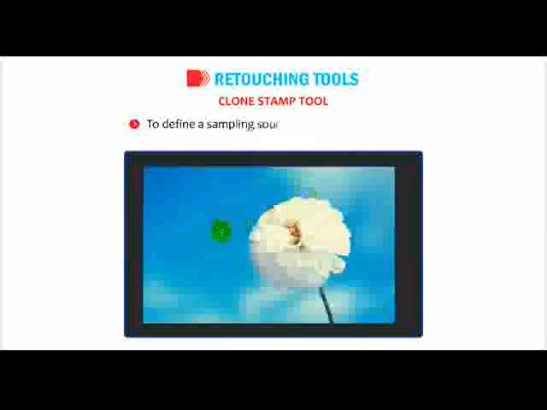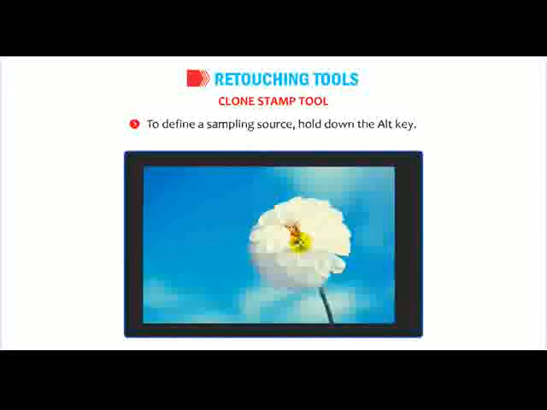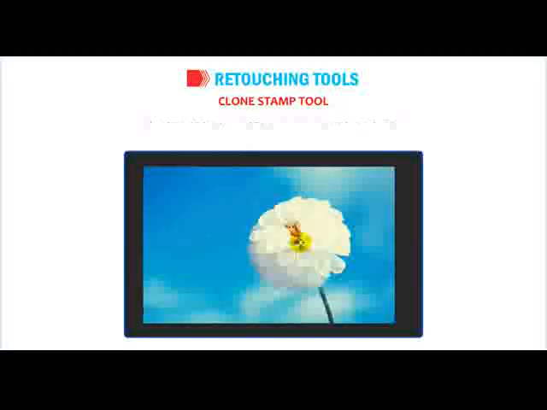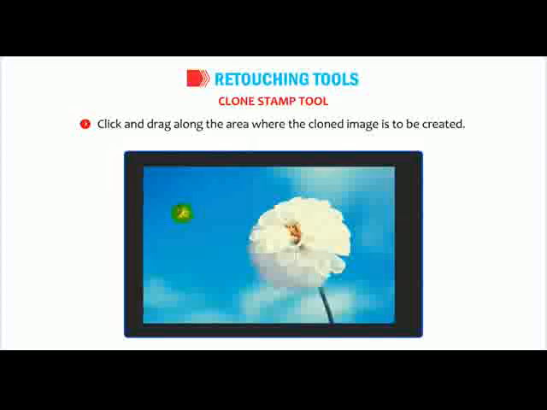To define a sampling source, hold down the Alt key. The cursor shape changes to the target symbol. Click on the area of the flower image to be cloned. Click and drag along the area where the cloned image is to be created.